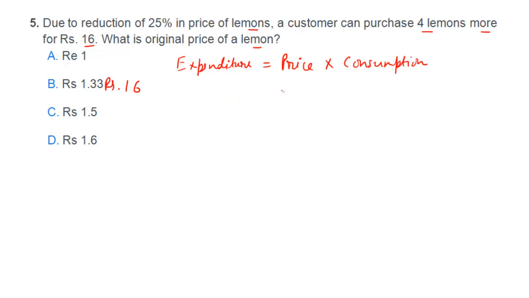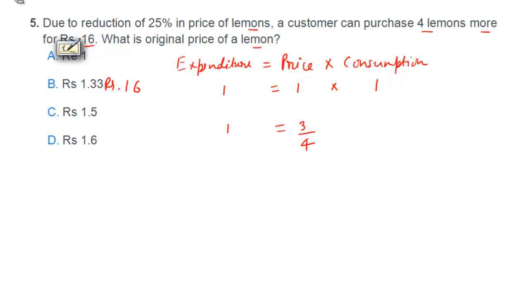And the trick for these questions, as we have seen in the percentage questions as well, is that initially you consider both price and consumption to be one, unity. So expenditure will also be one, and there is no change in expenditure, right? When the price is reduced, the consumption will increase. So we have to just find out in what proportion the price has reduced. A 25% reduction means it has become 3 by 4.